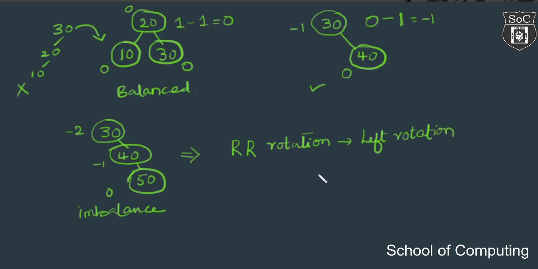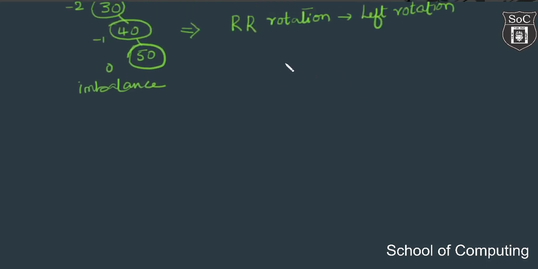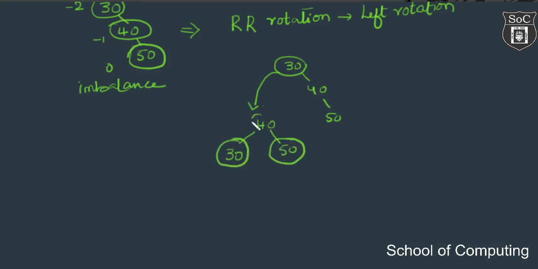So when I do a left rotation, what will I be doing? How do I do a left rotation? Please observe here: 30, 40, 50. I'll be doing a left rotation. Where should I do a left rotation? On the imbalanced node. So what will happen when I pull down 30? 30 will become the left child. 40 will become the root. 50 will be climbing up from level 2 to level 1. This is after performing left rotation.